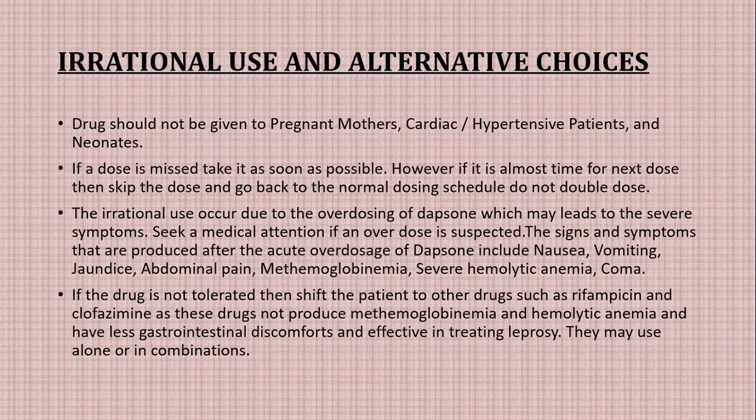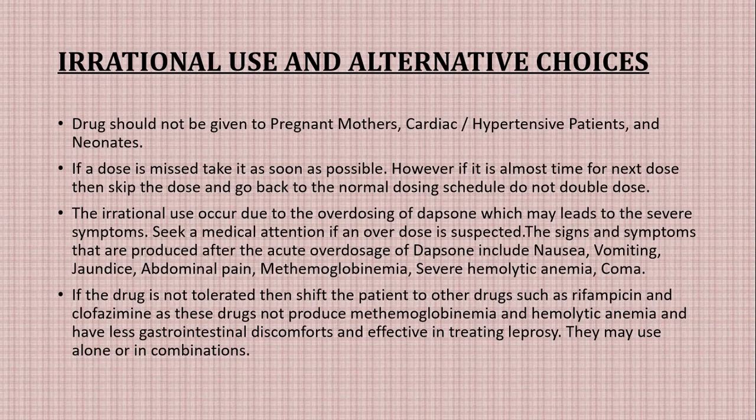Irrational use occurs due to overdosing, which may lead to severe symptoms like nausea, vomiting, abdominal pain, methemoglobinemia, severe hemolytic anemia, and coma, etc. So we have to seek medical attention if an overdose is suspected. It should be used according to a prescription.